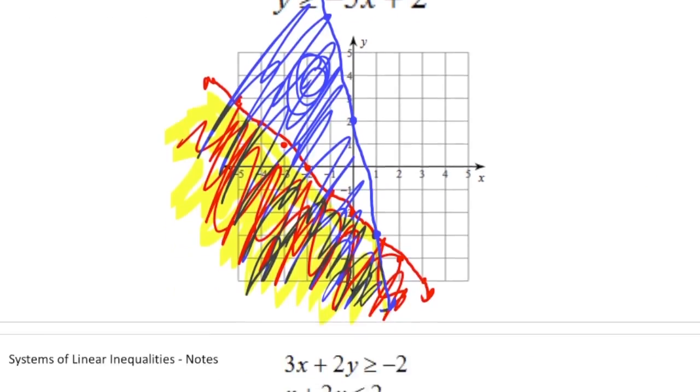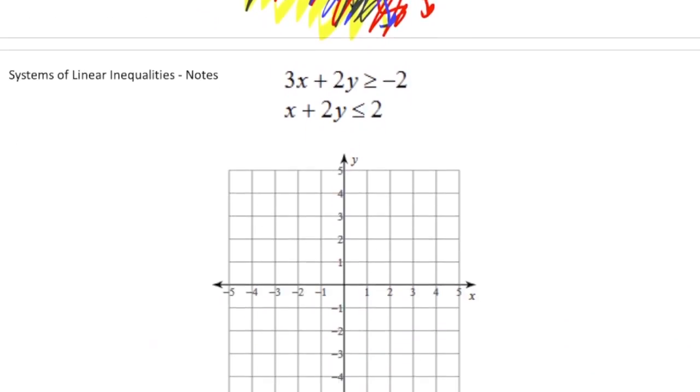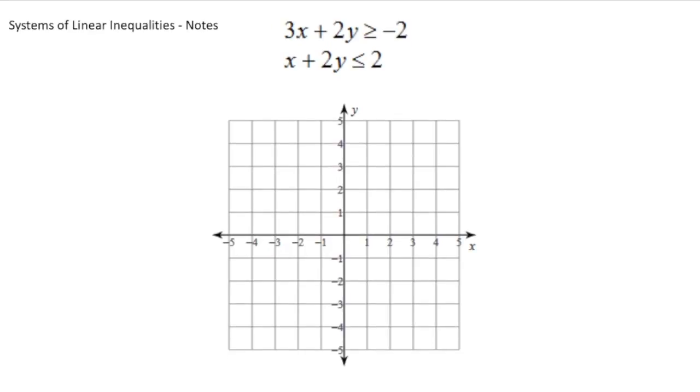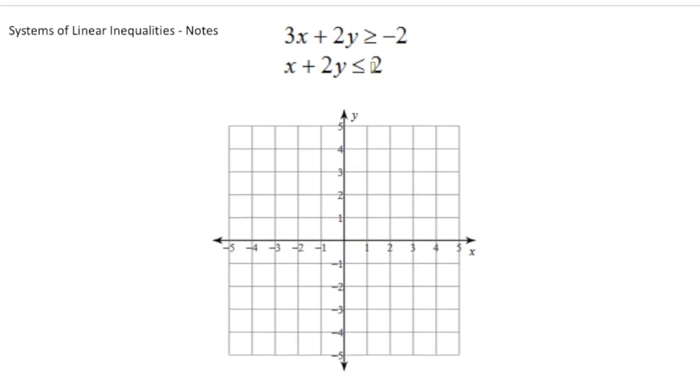All right, if you turn the page, let's try one more here. Now this time, notice that these systems are not written in slope-intercept form. So we have a little work to do here. Let me go back to my pen. I'm going to rewrite the first inequality over here. It's 3x plus 2y is greater than or equal to negative 2.